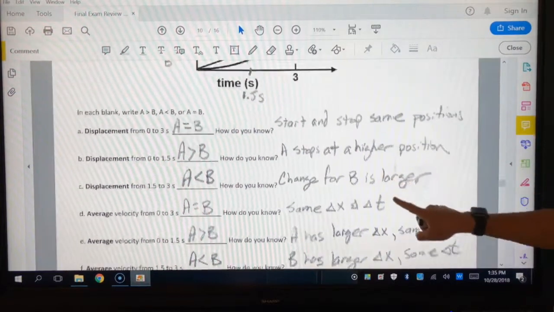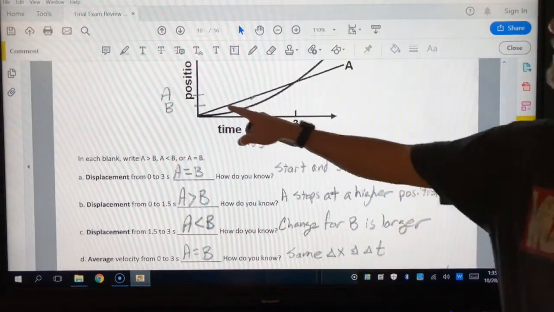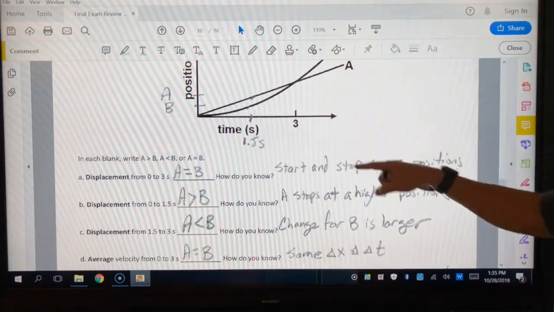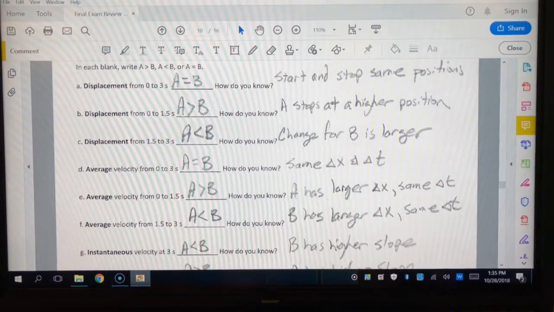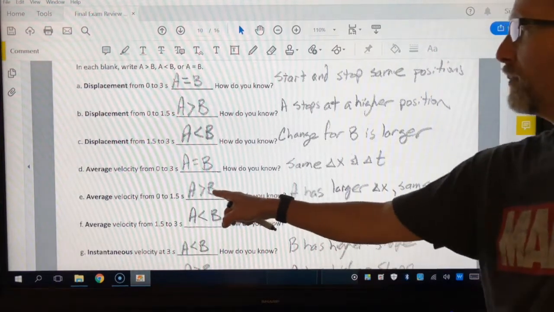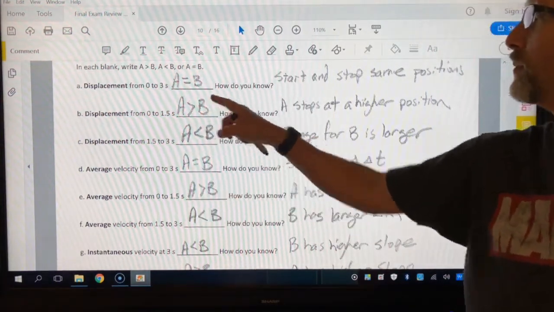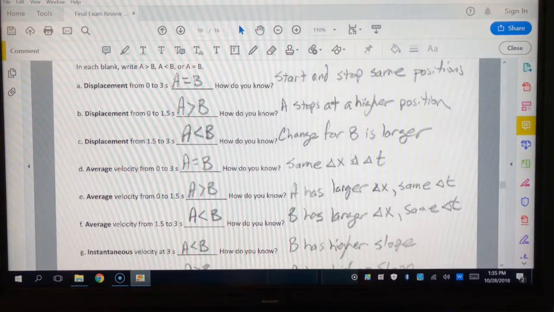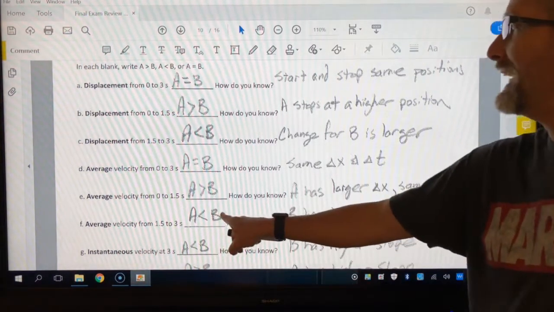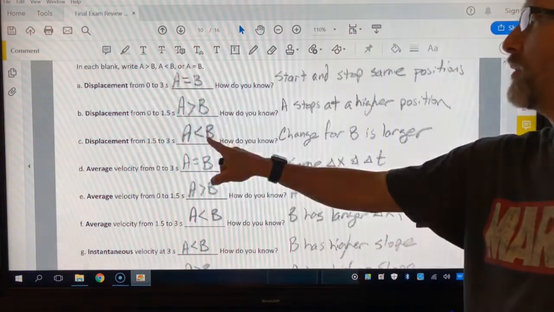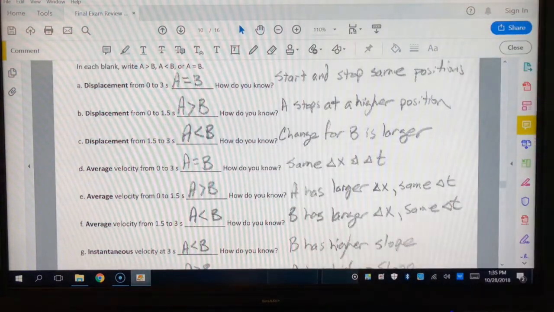The average velocity from 0 to 3 is the same because you go displacement divided by time. So we did that. The average velocity is going to be bigger for A than it is for B from 0 to 1.5, because remember our displacement was bigger. And the average velocity from 1.5 to 3 is going to be bigger for B because our displacement was bigger for B. And that's what you'll see there.